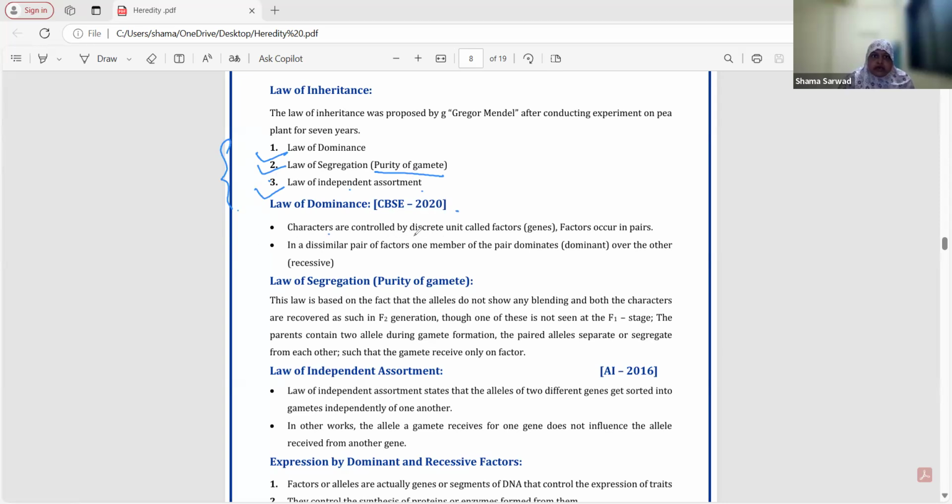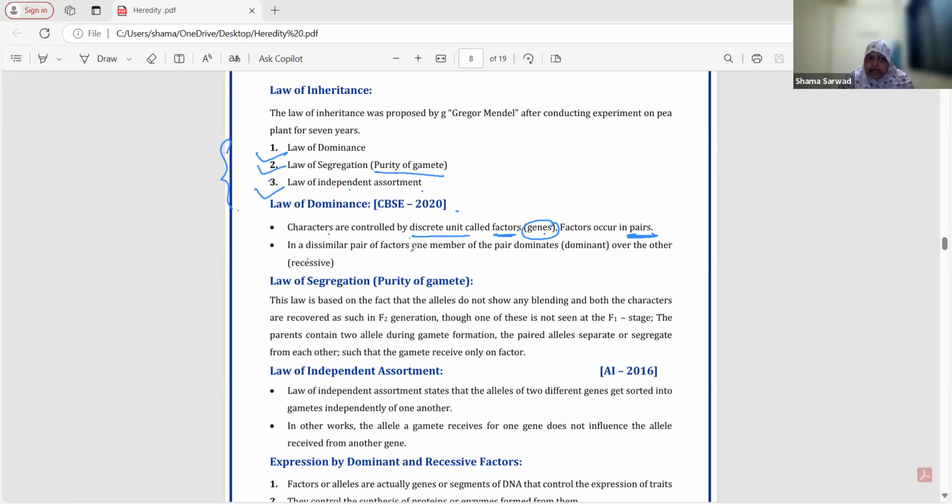So characters are controlled by discrete units called factors. They are nothing but genes. As we have seen, the characters are the basic unit of genetics. Sorry, heredity is nothing but genes. I taught you that or not? Yeah. So characters are controlled by the discrete units called factors, genes. Factors occur in pairs. That won't be a single. That is always in pair.